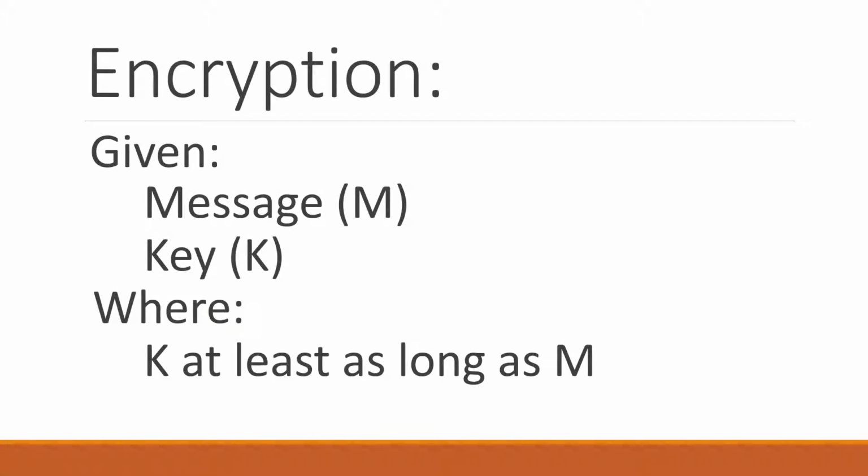The one-time pad is an encryption method. So let's assume we're given a message M and a key K, where K is a string. Unlike the Caesar cipher, where K was an integer, this key is going to be a sequence of letters, but then the key has to be at least as long as the message M.